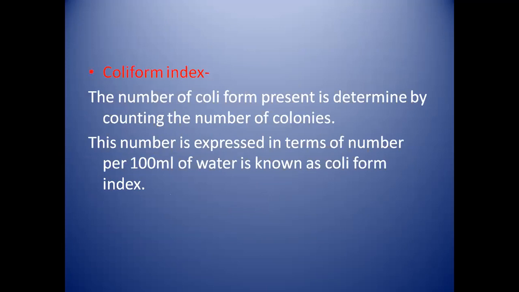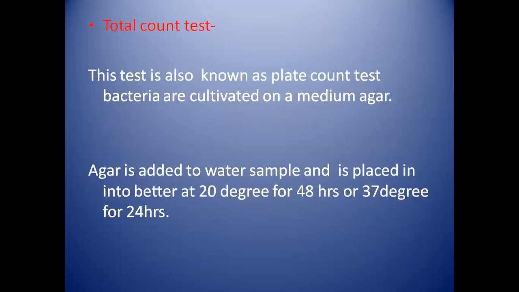For that, the first test is the coliform index. In that, we can determine the presence of bacteria in the form of colonies, that is, in the form of groups, per 100 ml of water. Then the second test is the total count test. In this test, we find out the total count of bacteria.